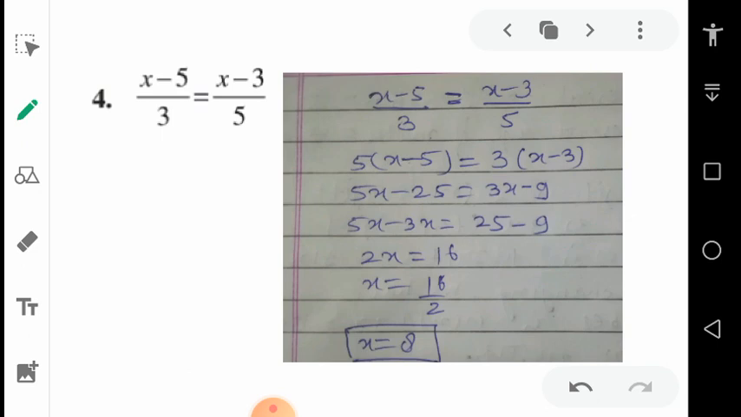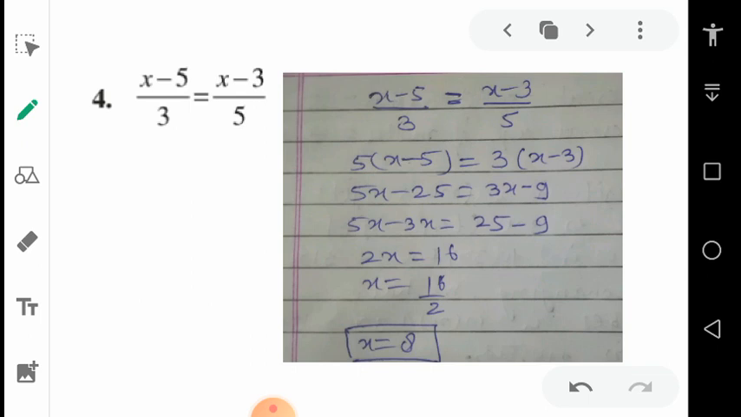Our next question is very simple, it is just a simple linear equation. Now what to do with this? There are two methods actually. One of them: you can take the LCM of 3 and 5, that is 15, and multiply by 15 on both sides. But another method is very simple: just cross multiply.